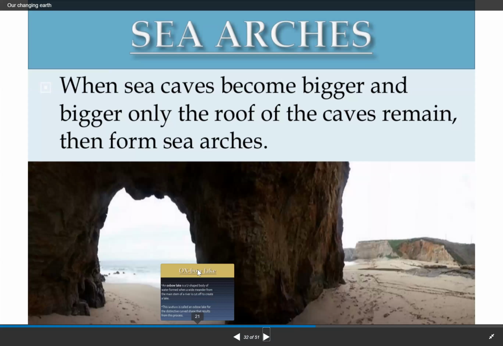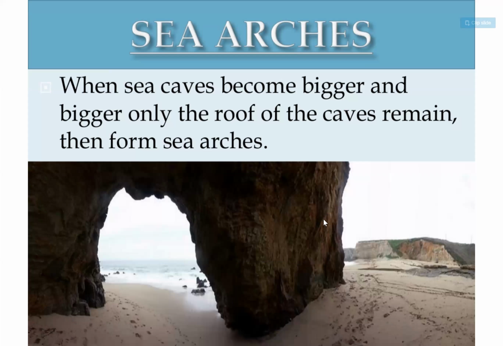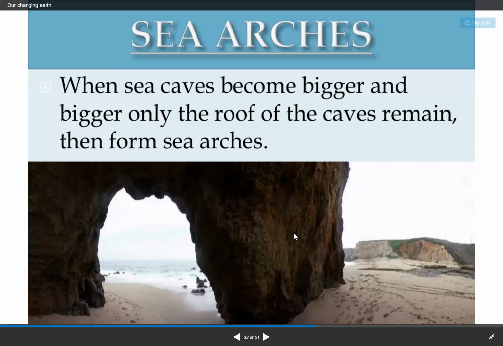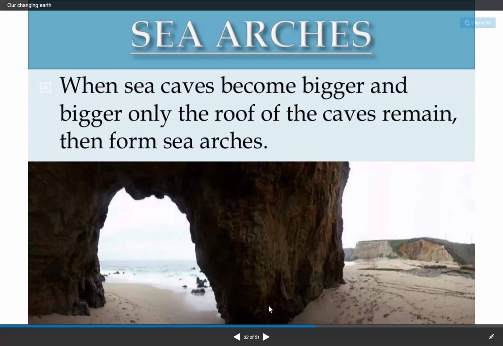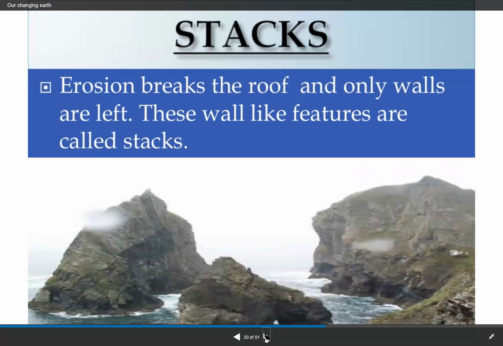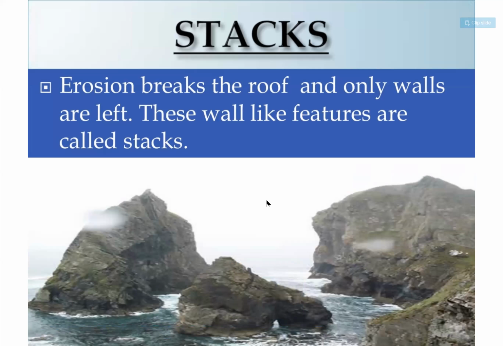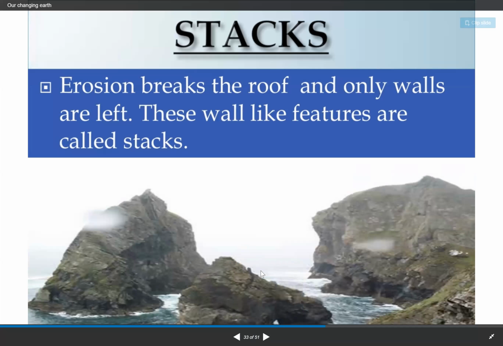Next, we will read about the sea arches. When these cavities become bigger and bigger, only the roof of the caves remains. It forms sea arches. The next one is sea stacks. Erosion breaks the roof and only walls are left, and these wall-like features are called stacks.